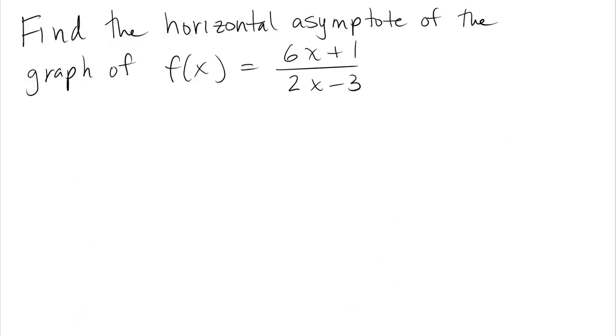Let's find the horizontal asymptote of the graph of f of x equals 6x plus 1 over 2x minus 3. To find the horizontal asymptote, I compare the degree of the numerator to the degree of the denominator. Both the numerator and denominator are first degree polynomials. The highest power of x in the numerator is 1, the highest power of x in the denominator is 1.